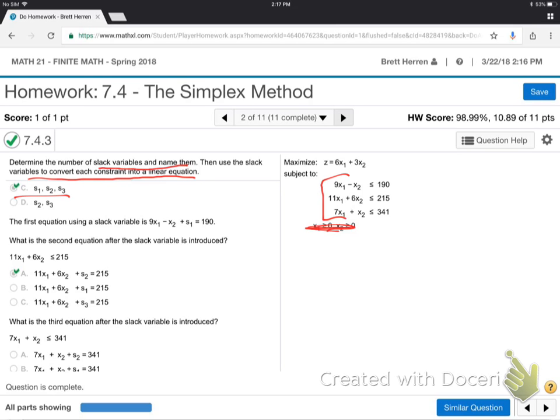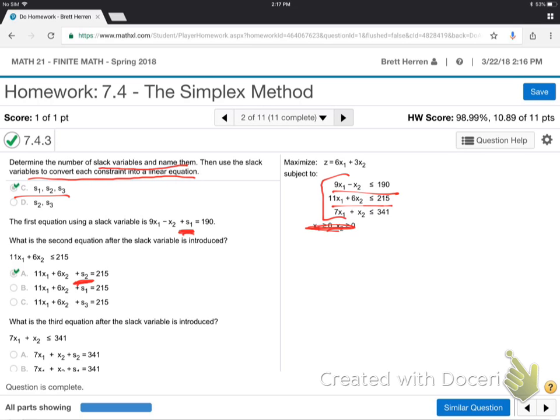Okay, and how do you do the first equation? Well, the first equation, you just add the S1. See, that's the first equation with S1 added in. Okay, what's the second equation? Well, it's the second equation with S2. I mean, these are silly questions, huh?